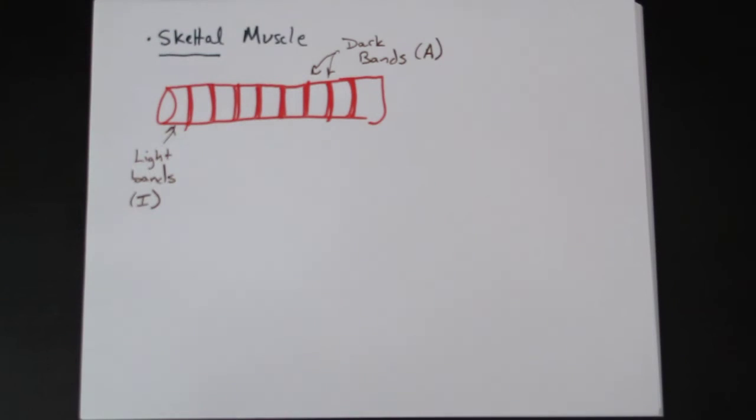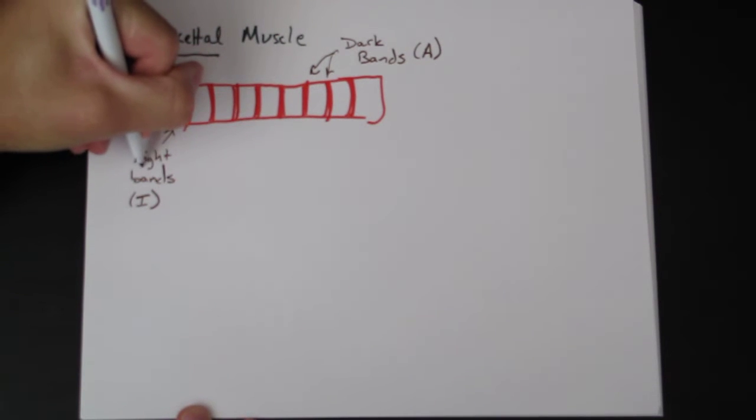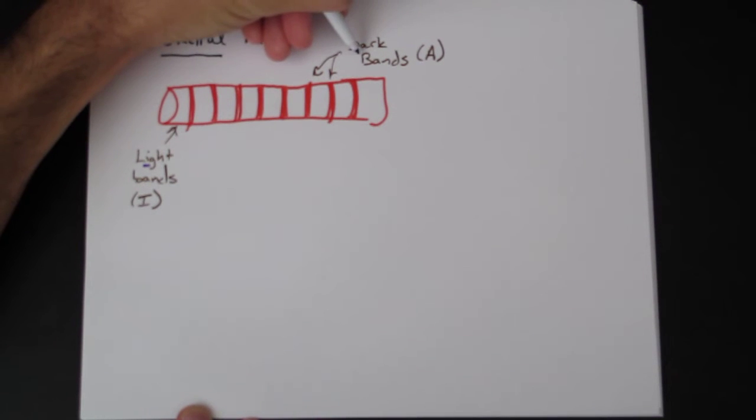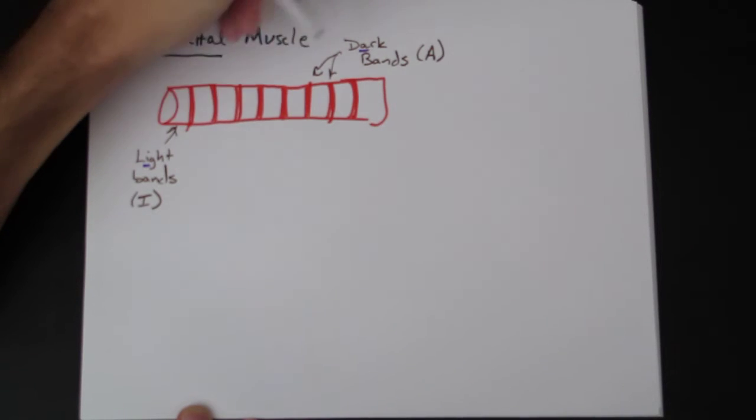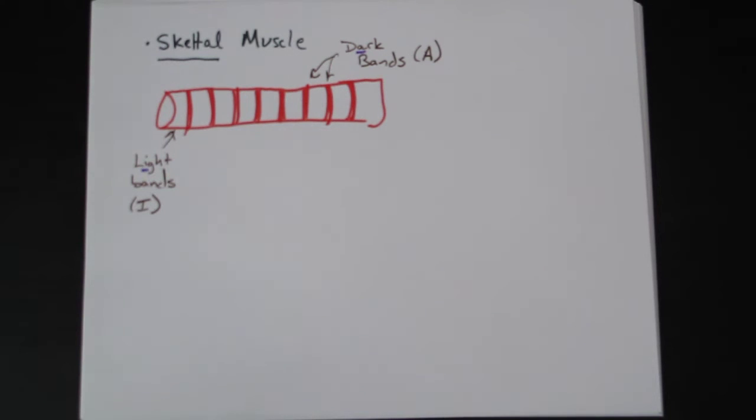Now that I and that A that you see there, those abbreviations, I guess if you will, come from the German words that were first used to describe these by the microscopists that described them. The easiest way to remember which one is the light band, the I band, and which one is the dark band, the A band, is just simply to look at the second letter of each of these words. Dark A, light I, and you can remember A and I. It's not why they're named that, but it's an easy way to remember, if nothing else.